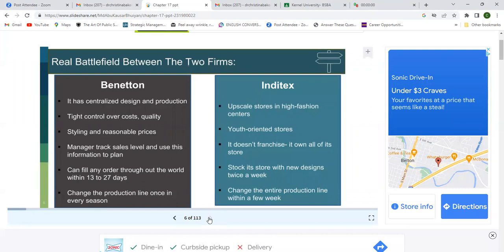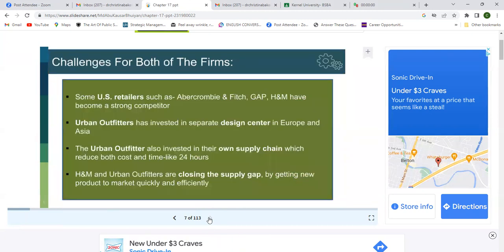Inditex has upscale stores and high fashion centers. Youth-oriented stores, it doesn't franchise. Its own stores. It stocks its stores with new designs twice a week and can change the entire production line within a few weeks.